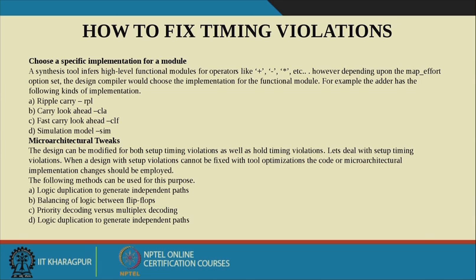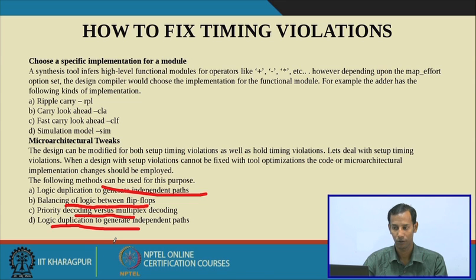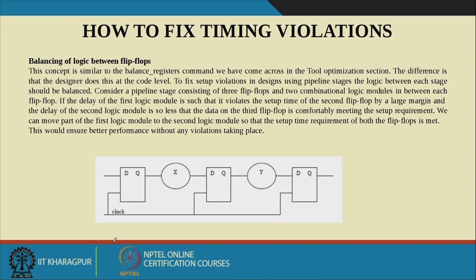Then micro architectural tweaks: how can you do them? You can use logic duplication to generate independent paths, then balancing of logic between the flip flops, then a priority decoder instead of multiplexers, and again logic duplication to generate independent paths. Okay, so these are the micro architectural tweaks you can use. So how can we do this register balancing? How can you balance the logic between two flip flops?